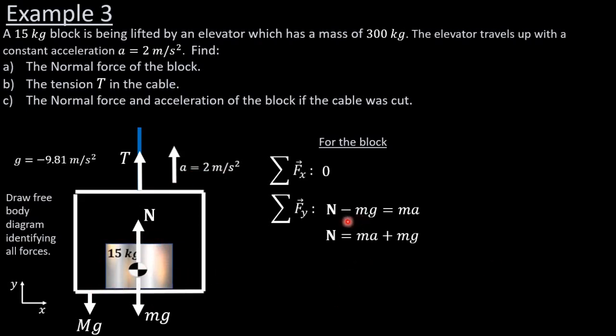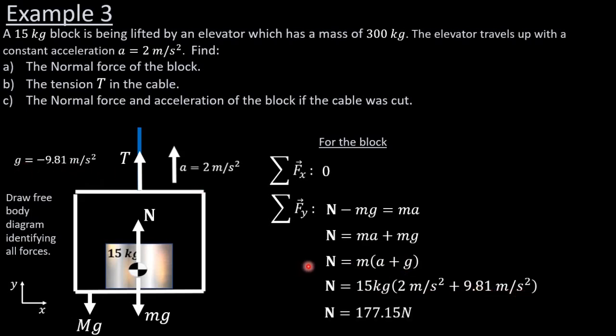So add mg to both sides, factor out m, substitute our numbers in. So m was 15 kilograms, a was 2 meters per second squared, g was 9.81 meters per second squared, given here. And then put that into my calculator and I get the normal force equals 177.15 newtons. So that is the answer to part A.